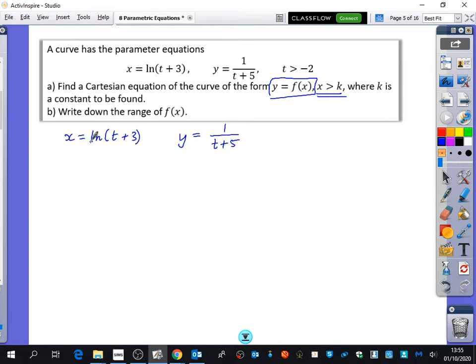Now, to get rid of the logs on both sides, you raise e to the power of it. So I would have e to the power of x equals t plus 3. Because when you do e and ln, they are inverses and they cancel each other out, which is why e to the ln of t plus 3 is just t plus 3. And so e to the x minus 3 is equal to t.